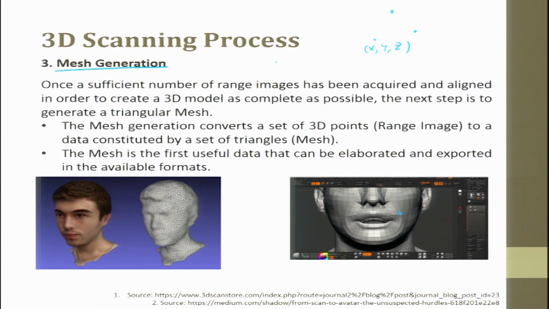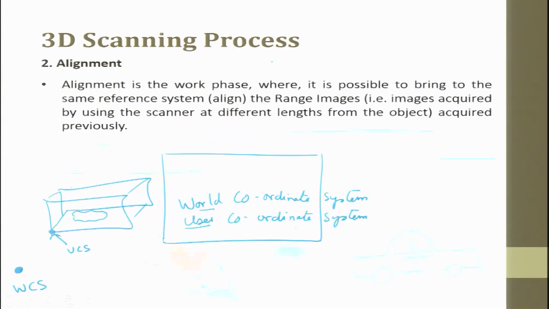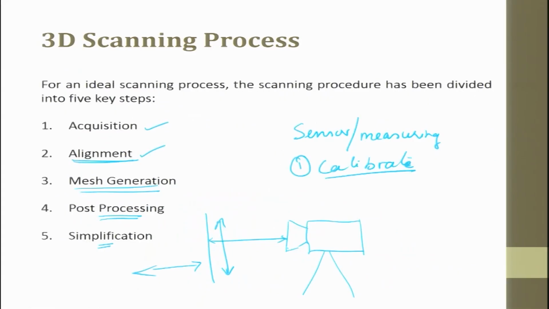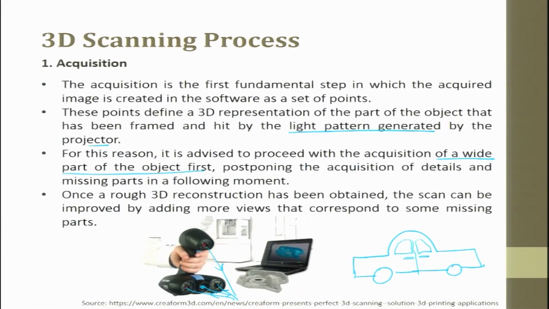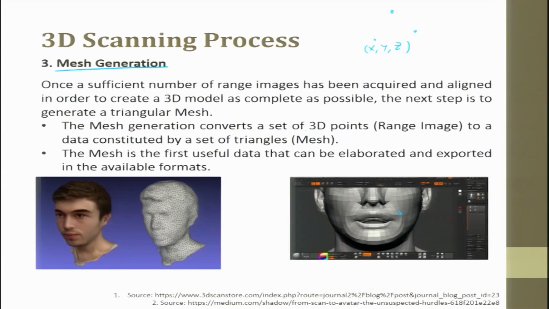First was acquiring the data. This is what we have seen till now: acquiring the data, then aligning the data, then what we do is mesh generation. When we do mesh generation, we can see how close the digital data is to reality. After the mesh data, we can validate the mesh data with respect to the original and see how much the deviation is, which is a tough task, but this is how we do it. Mesh is to convert a set of 3D points to data constituted by a set of triangles. That is nothing but mesh.